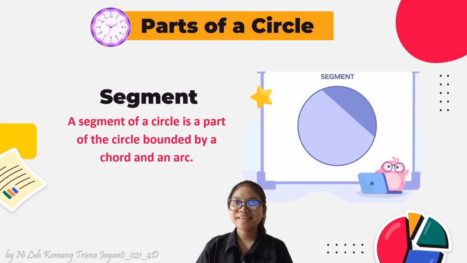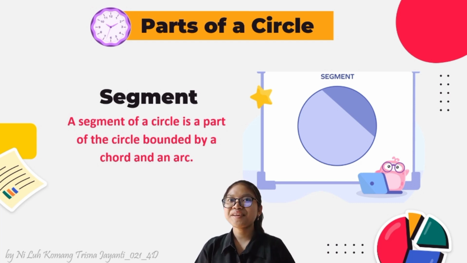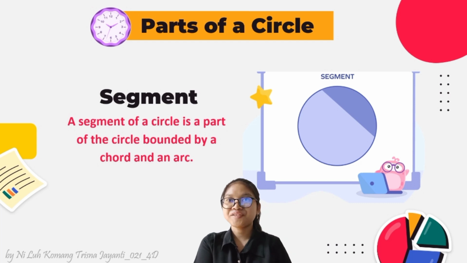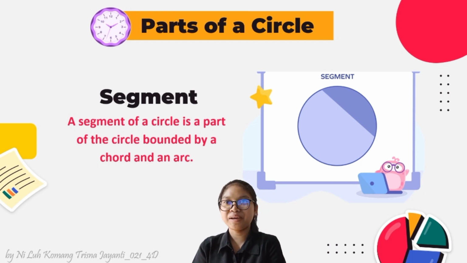Segment. A segment of a circle is a part of the circle bounded by a chord and an arc. There are two types of segment, minor segment and major segment. A minor segment is made by a minor arc, and a major segment is made by a major arc of the circle.